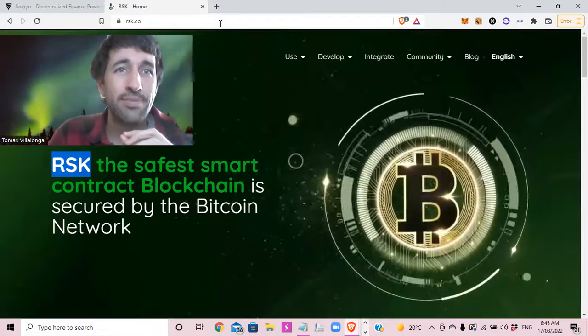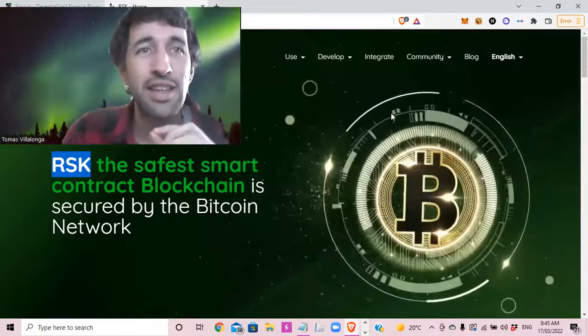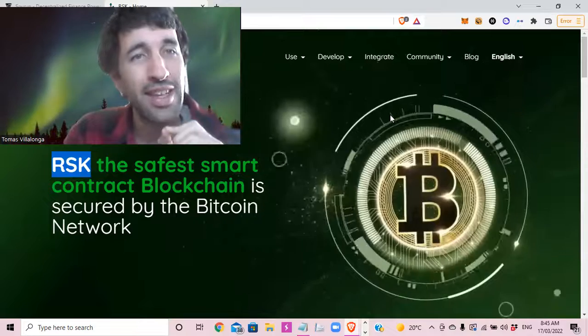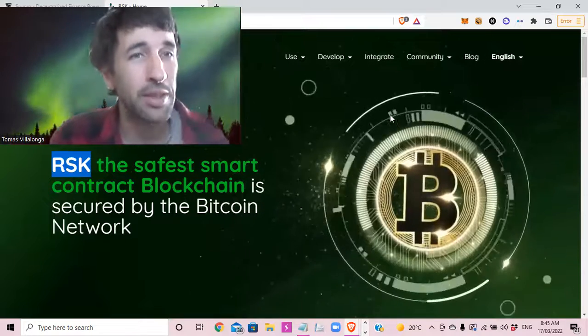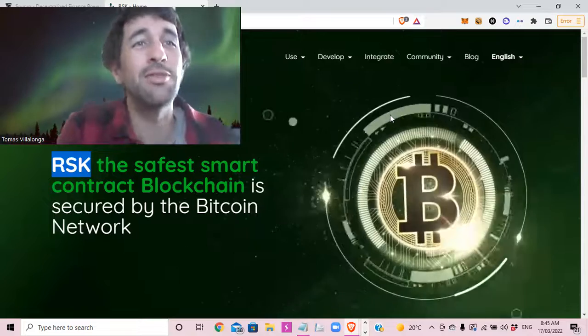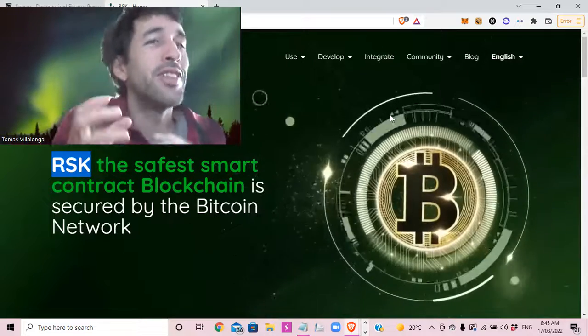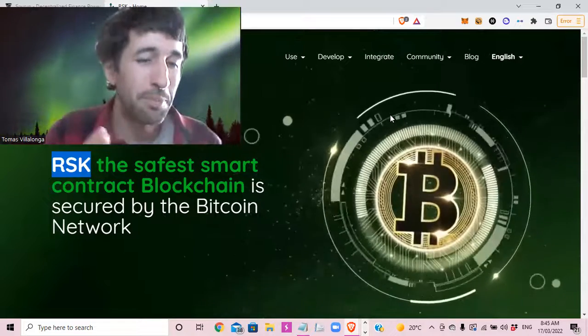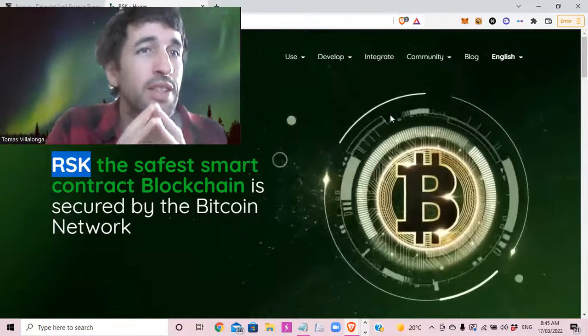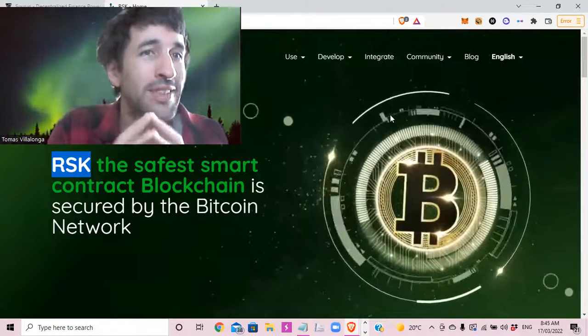the RSK, in essence, is a Bitcoin layer 2 that is EVM compatible. Now, I know these are a bunch of words that you might not understand, so let's break it down into little pieces so it's easy to understand. So what is a Bitcoin layer 2?